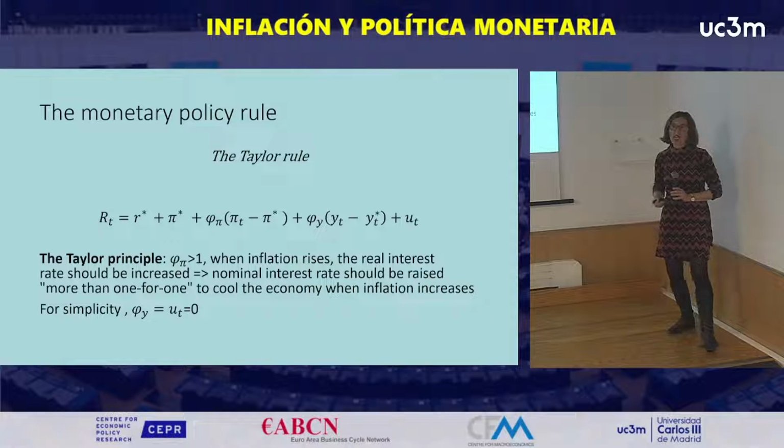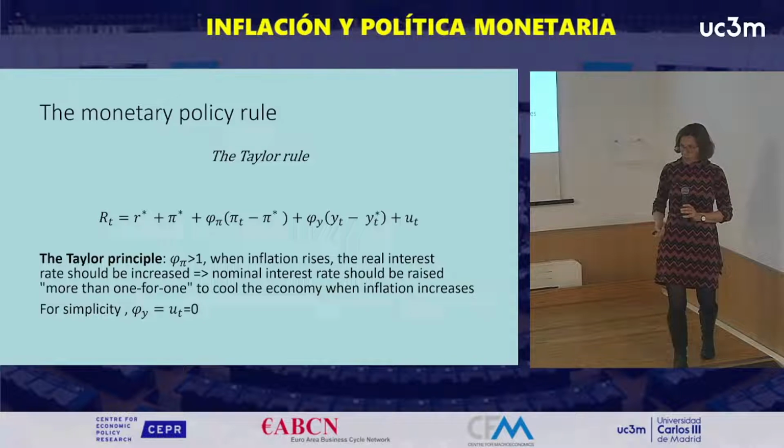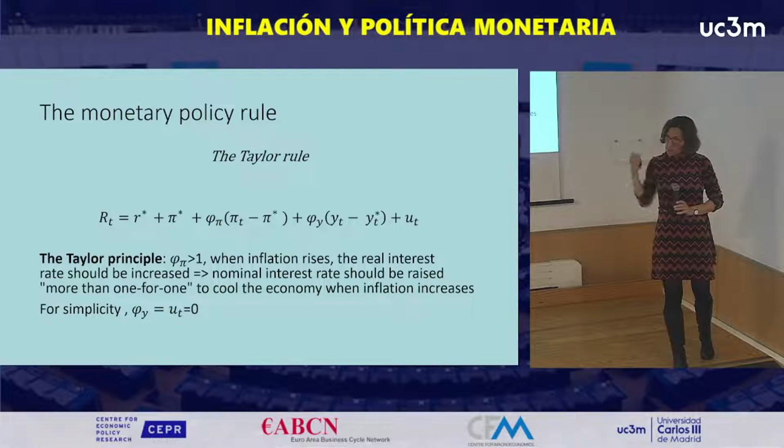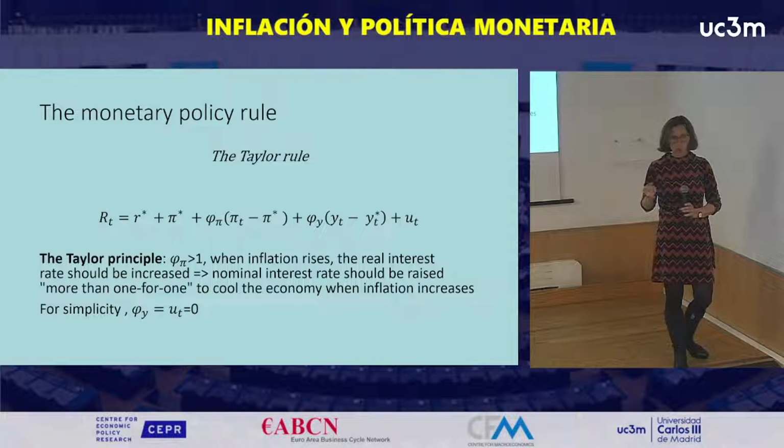So that the change in the real interest rate, if I have deviations of inflation from target, is going to be higher than the change in inflation, so that the real interest rate is actually going to increase, and I'm going to contract aggregate demand. Are you following? Yeah? Good? Yes? Oh, I knew it. I told you not to ask questions, but anyways, ask.